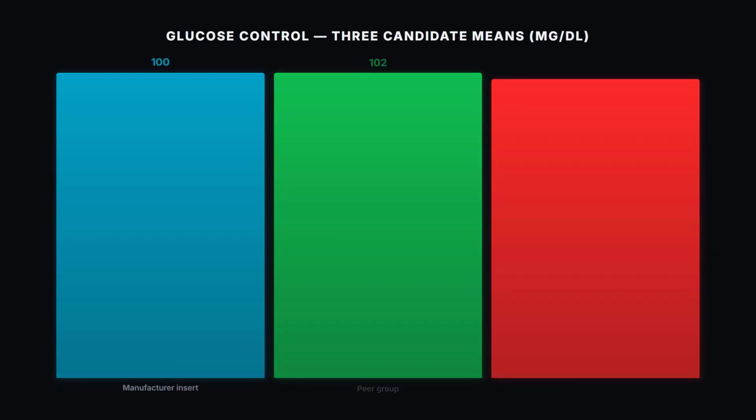These 3 numbers routinely disagree, sometimes meaningfully. A manufacturer's insert might list a glucose control target of 100 milligrams per dL. The peer group running the same analyzer might average 102, and your own lab's first month of data might center closer to 98. 3 defensible numbers, 1 QC chart to build.